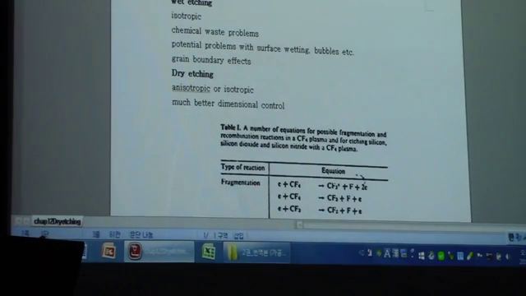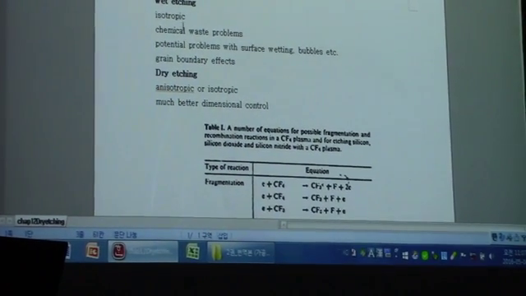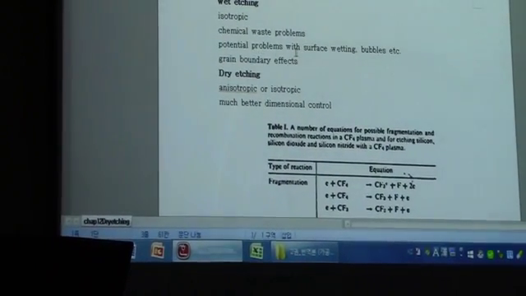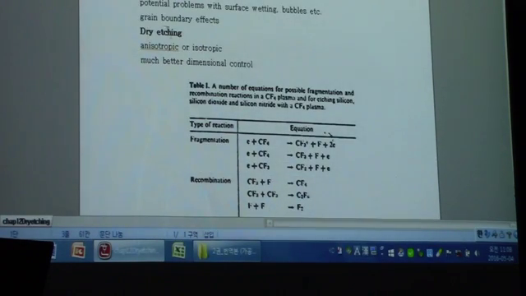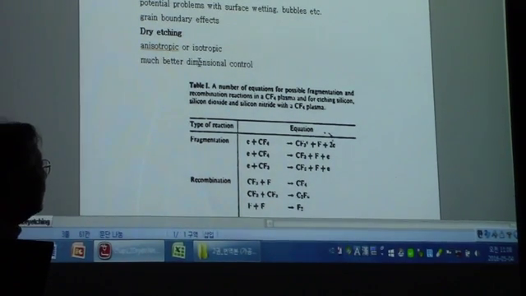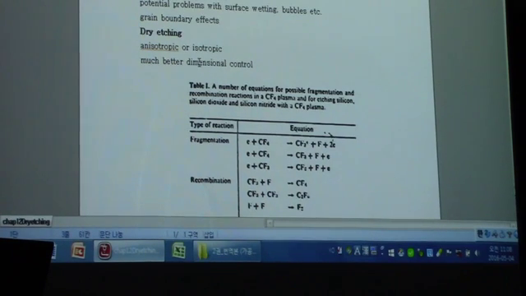Now, the advantage of dry etching is obvious. Wet etching is isotropic, and has chemical waste problems and potential problems with surface wetting, bubbles, grain boundary effects, etc. But in dry etching, anisotropic or isotropic, we can control that, okay? And better dimensional control, of course.